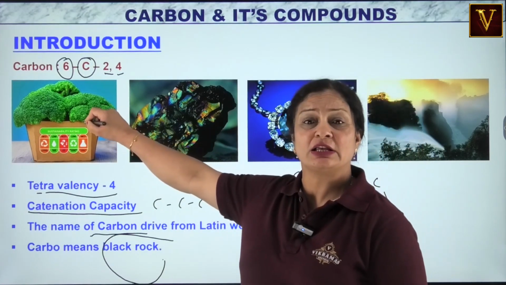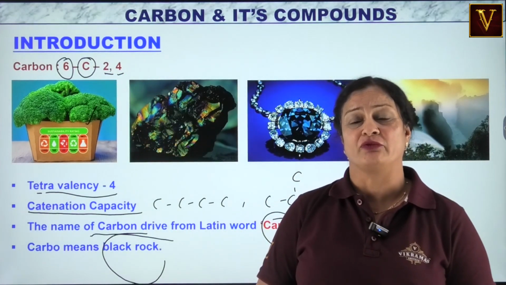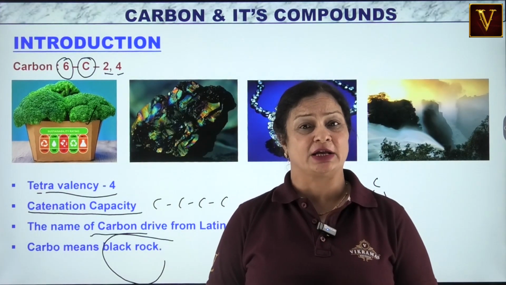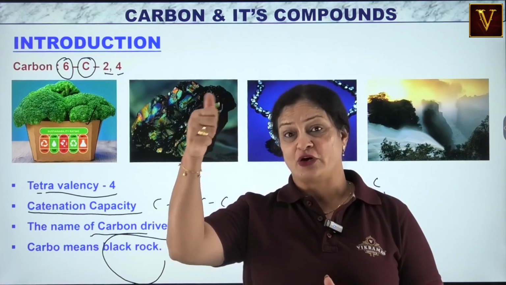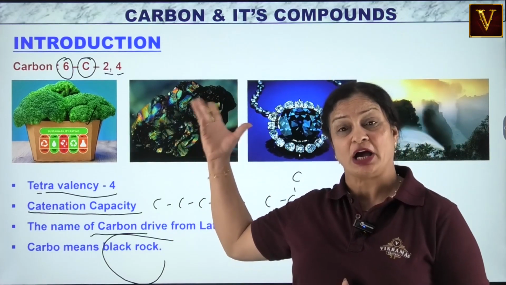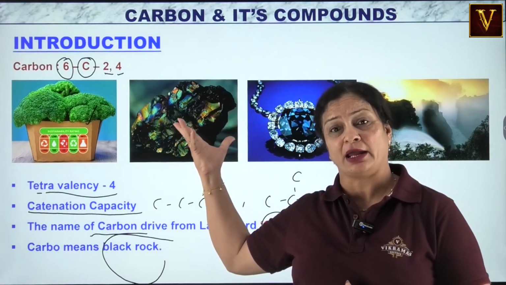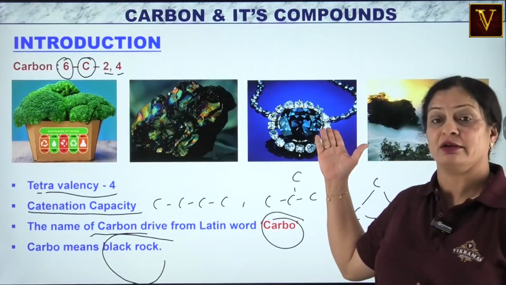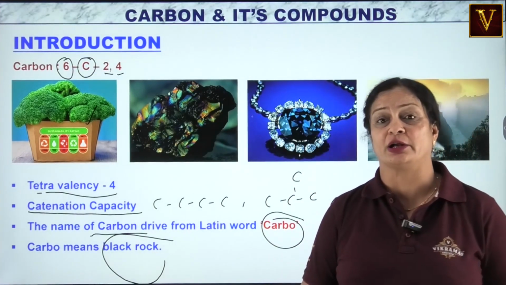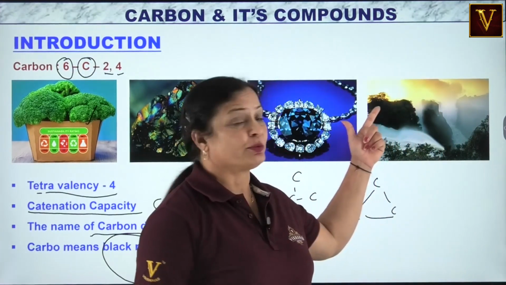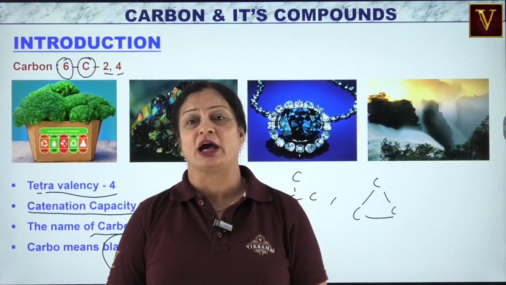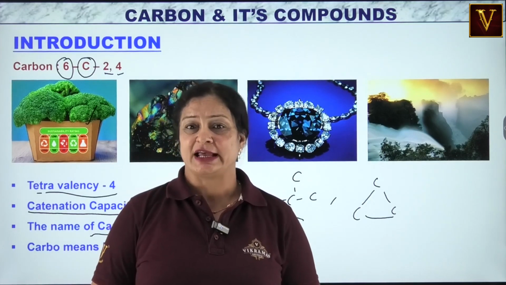Yes students, we know very well carbon is present in each and everything. What is seen in this one? Plants. We know very well plants require carbon dioxide for the process of photosynthesis. What is this one? Coal, charcoal. These are made by carbon. This one, diamond. Diamond is also a form of carbon. And in the atmosphere, carbon is present in the form of CO2, carbon dioxide.